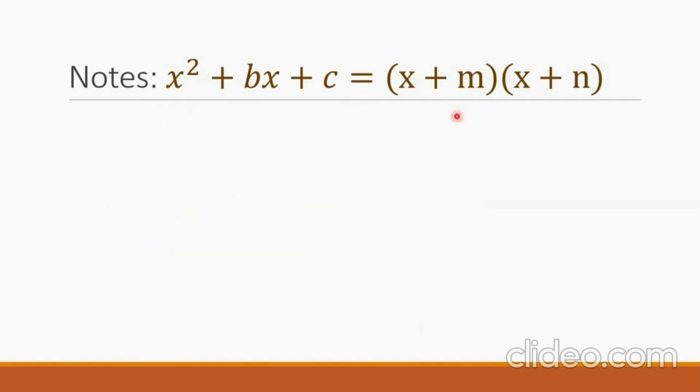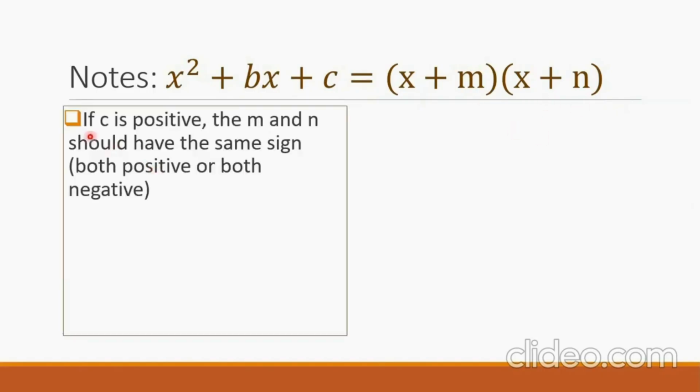that is equal to two binomials, and that is x plus m times x plus n. If c is positive, the c here is the constant of our trinomial, it means the m and n should have the same sign.